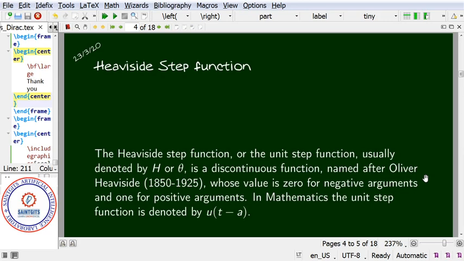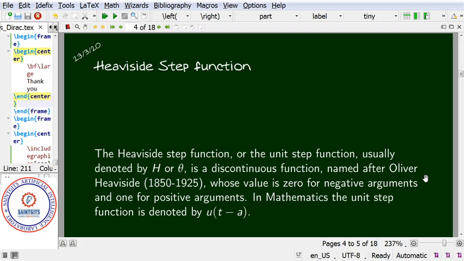First of all, we are going to discuss the Heaviside unit step function. The Heaviside step function or the unit step function, usually denoted by h or u or sometimes theta, is a discontinuous function named after Oliver Heaviside, whose value is 0 for negative arguments and 1 for positive arguments. That means this function gives response 1 for positive arguments. It gives 0 for negative arguments.